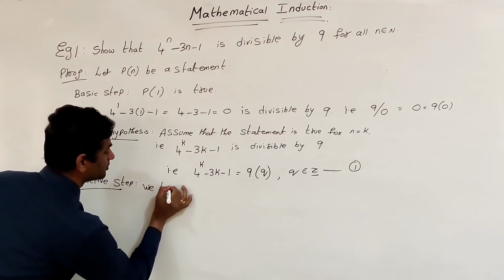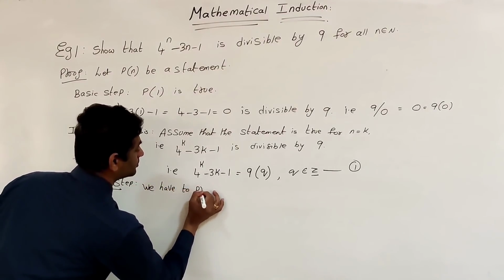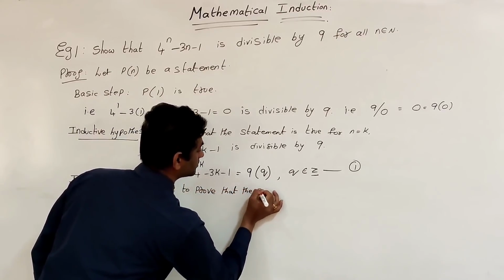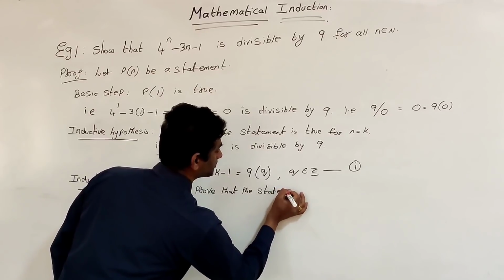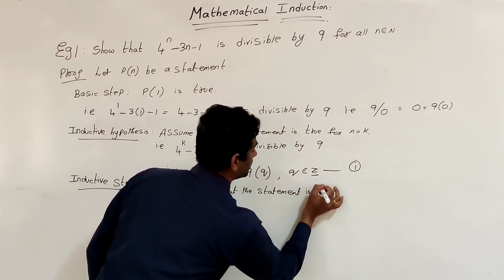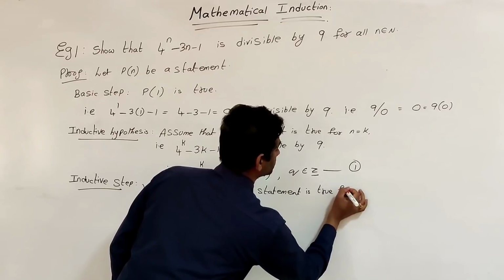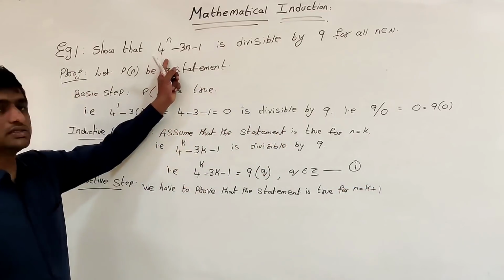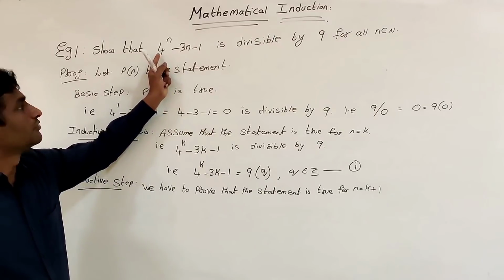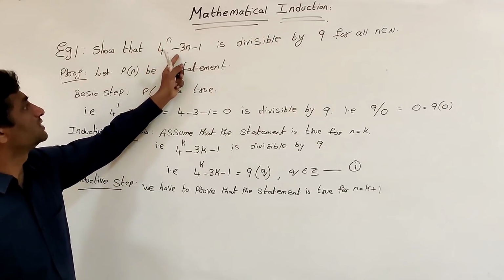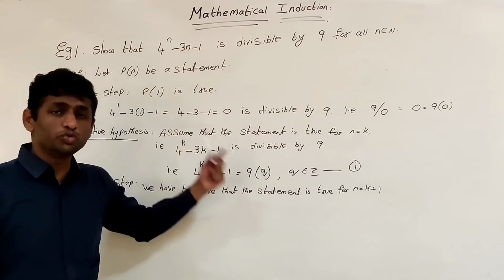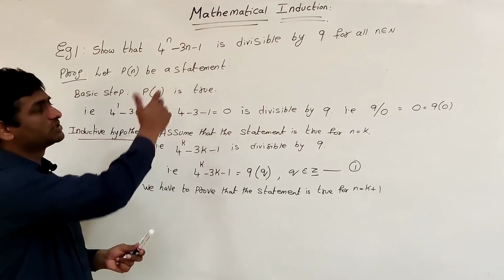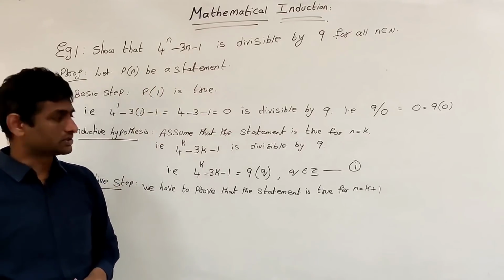We have to prove that the statement is true for n is equal to k plus 1. Means we have to take this 4 to the power of k plus 1 minus 3 times of k plus 1 minus 1 should be divisible by 9. If we show that it is divisible by 9, then our statement is true for all natural numbers.